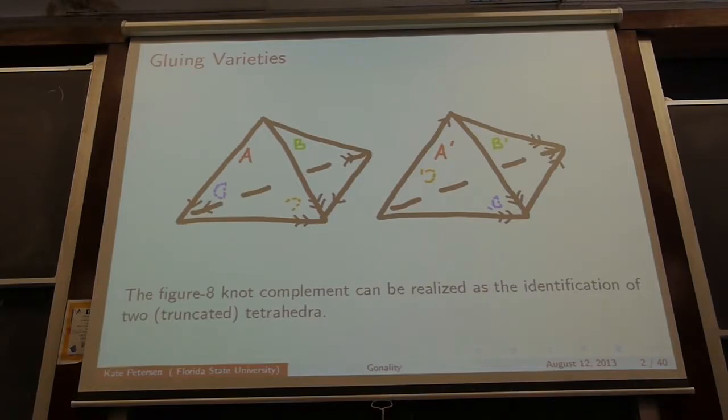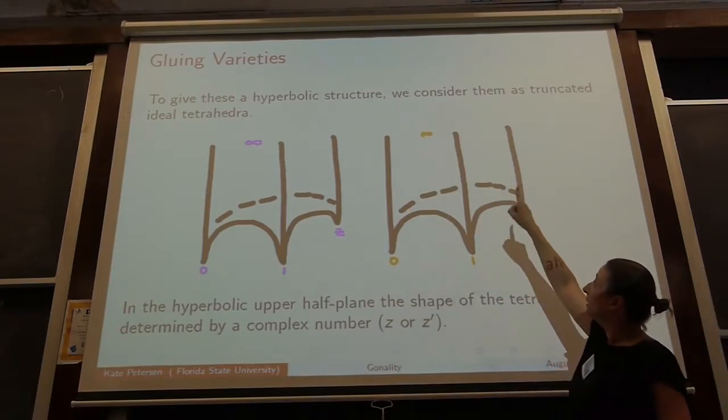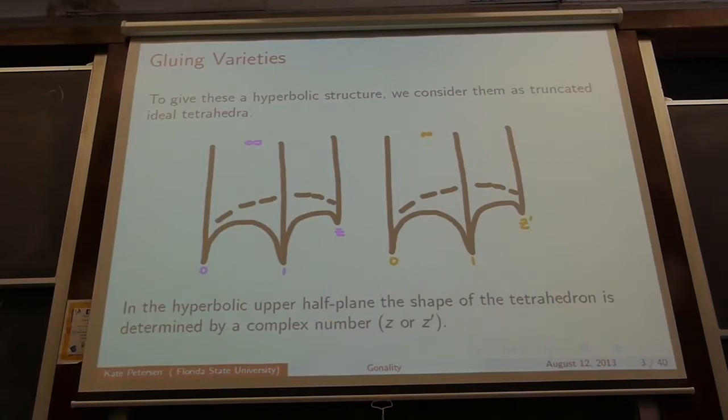So I want to understand what the possible hyperbolic structures are on the figure eight knot complement. One way to go about that is instead of those normal looking tetrahedra, I'll think of them as hyperbolic ideal tetrahedra. Still, chop off a little portion of each of the four ideal vertices. So in hyperbolic geometry, I'm allowed to move around the ideal vertices without actually changing the shape of the tetrahedron up to a single parameter.